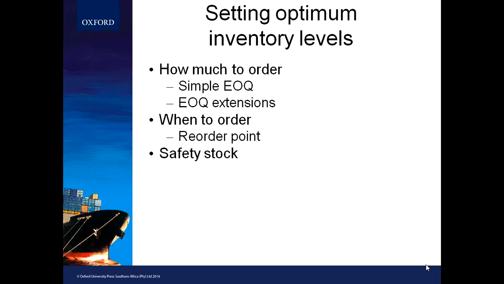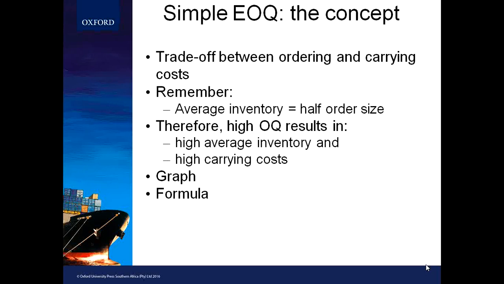How much to order, the review order or reorder, what we call the question of calculating the economic order quantity, EOQ. Simple EOQ extensions include order, reorder point and safety stock. These are some of the important levels of inventory for a calculation. The trade-off between ordering and carrying costs is simply the balance between inventory ordering cost and inventory carrying cost.